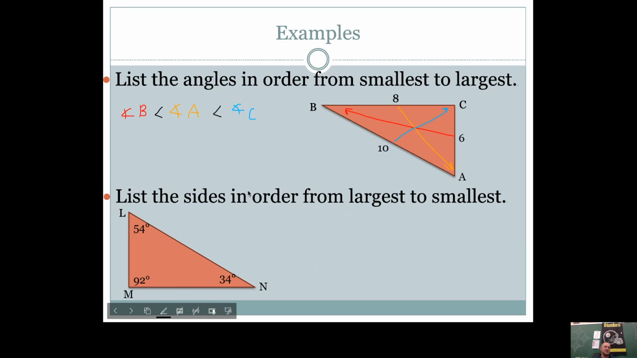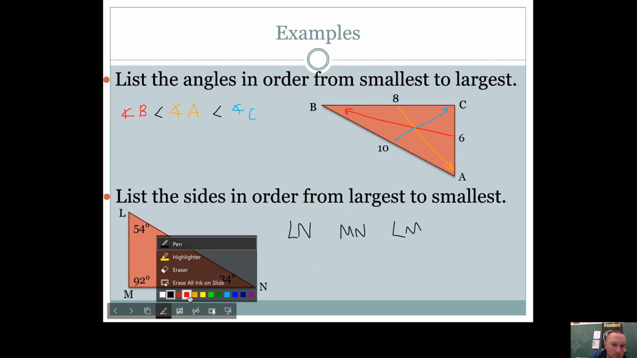Next one, we're going to list the sides in order from largest to smallest. The largest side is going to be across from the biggest angle. This one, that's the biggest angle. So across from that would be segment LN. That's the biggest side. The next biggest angle is this one. So across from it would be segment MN. And then your smallest side is across from the smallest angle, segment LM.